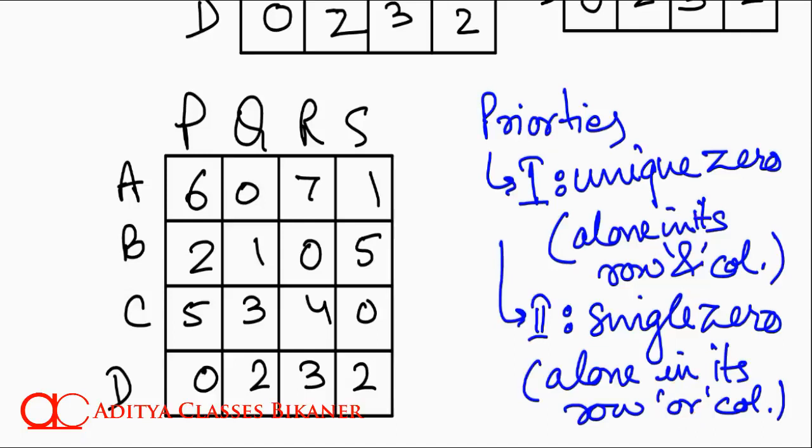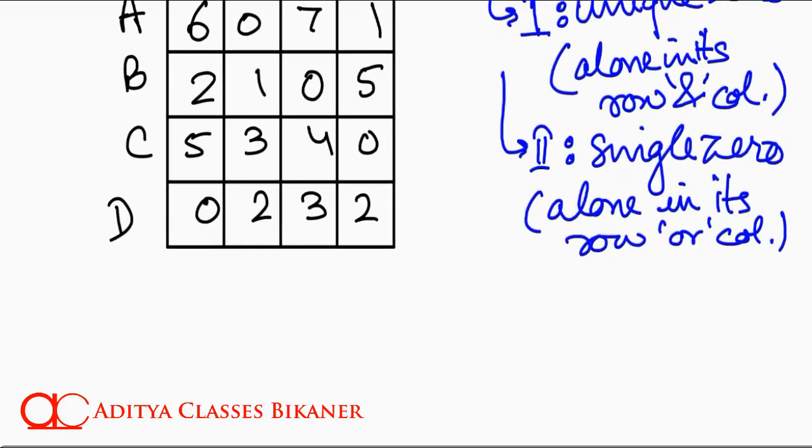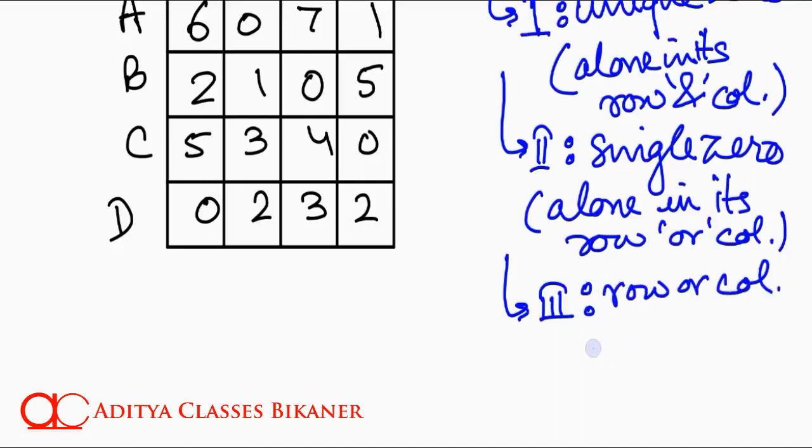Then we have a third scenario which generally we come across because it is very hard to find unique zeros. Yes, single zeros you may find here and there, but generally what we see is there are a lot of zeros. More than 1 zero in a row, more than 1 zero in a column. So in such a case, what we do is we search for a row or column with minimum zeros.